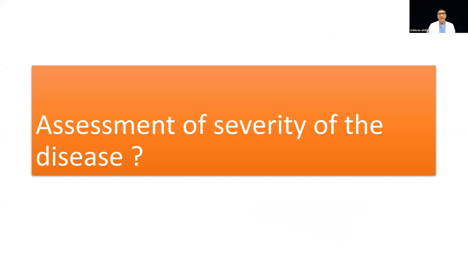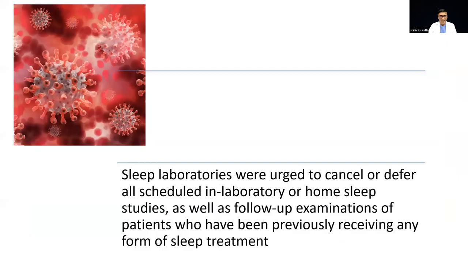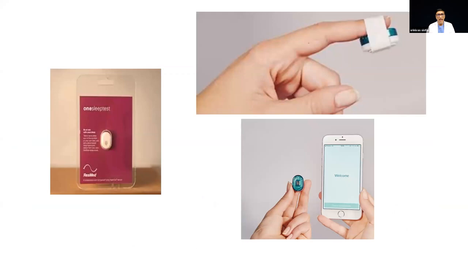Assessment of the severity of the disease, as we all know, is through PSG, and there are levels of PSG. But come 2020, all of us were hit by COVID. Sleep laboratories around the world were urged to cancel or defer all kinds of in-laboratory or home studies for fear of COVID. Once that came in, there was an explosion of devices in the market, which are so small and compact and petite that one can use them in a very simple way, not putting on all those wires. If one were to see a level one or level two polysomnography, you would understand how small and simple this basic test is, which is called the one sleep test.